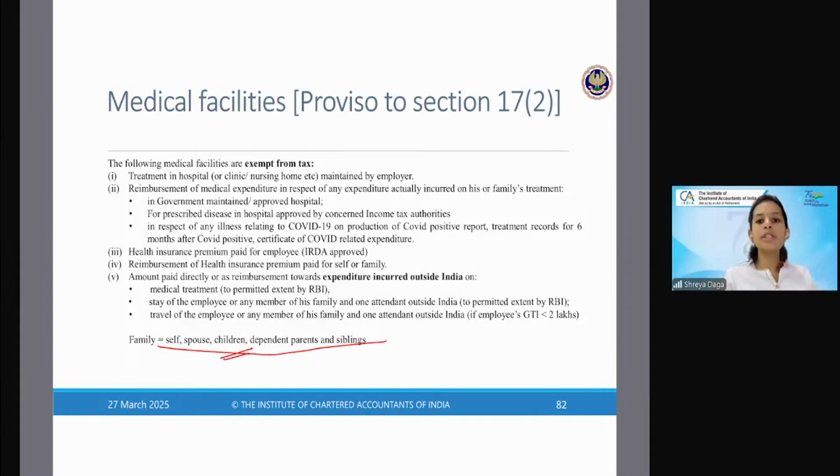Achha, I've used the word proviso. Who can tell me what does this mean?